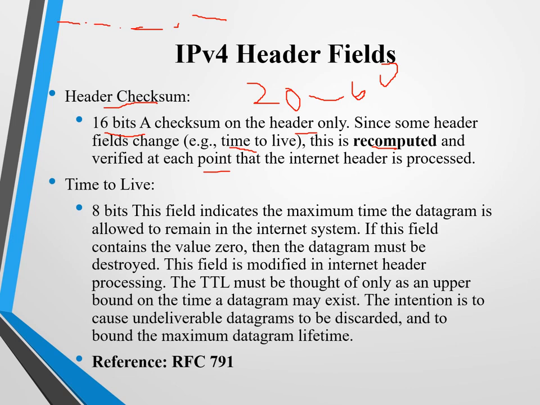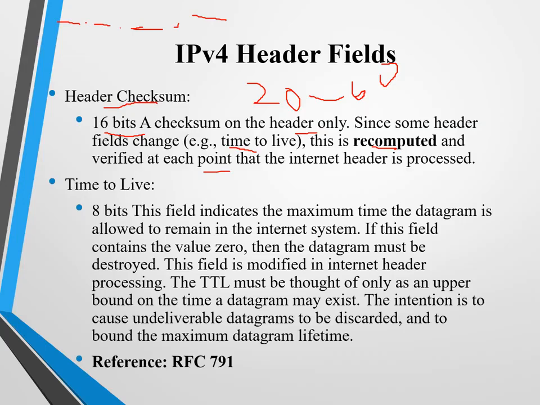What is time to live? आपके पास 8 bits होंगी. This field indicates the maximum time. टाइम टू लिव का मतलब है कितनी उसकी लाइफ है. डाटाग्राम को कितना मैक्सिमम टाइम अलाउ है कि वो रिमेन इन द इंटरनेट. So if this field contains the value 0 then the datagram must be destroyed.